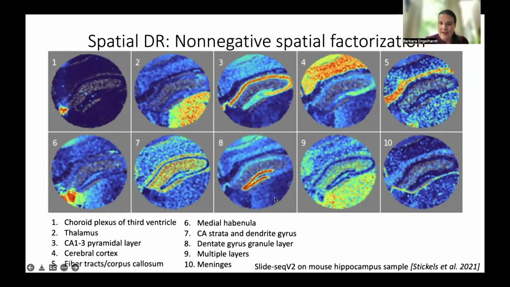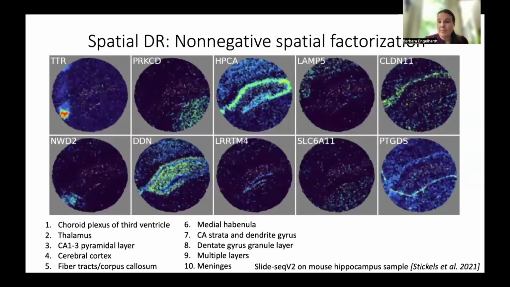Two of my favorites here: number 8 is the dentate gyrus granule layer, where you can see it just highlights it almost perfectly. Whereas in number 10, we see the meninges, which is a very thin layer of cells separating different brain regions. You can see it actually goes underneath this other brain region over here. So, beautiful identification of these spatially resolved brain regions in this example.